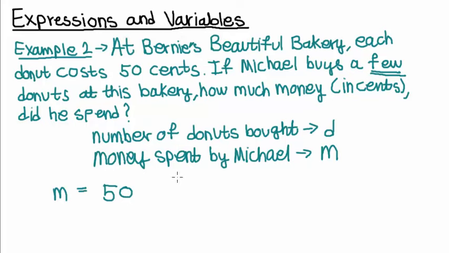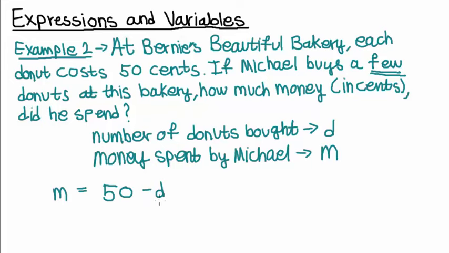Now, if I write 50 plus D, this means that the money that Michael spent is equal to 50 cents plus however many donuts he bought. So, if Michael bought one donut, that is like saying that Michael spent 51 cents. Since that is not true, I know that I do not use addition in this problem. Now, if I say 50 minus D, that is the same thing as saying that the amount of money spent by Michael is equal to 50 cents minus however many donuts he bought.